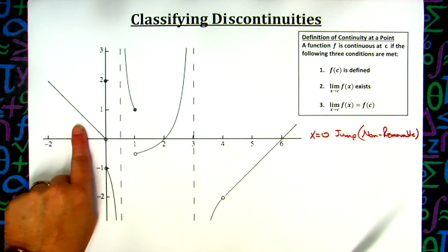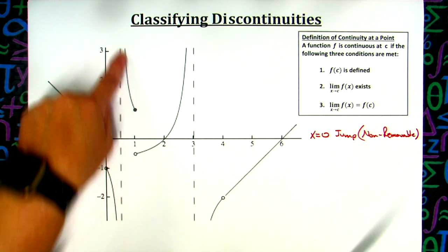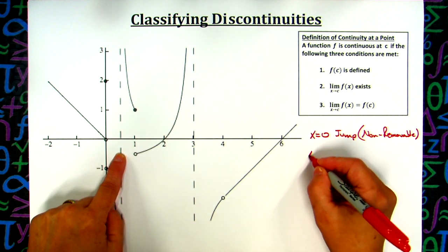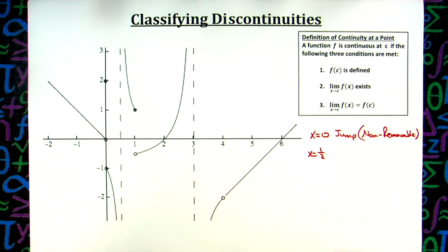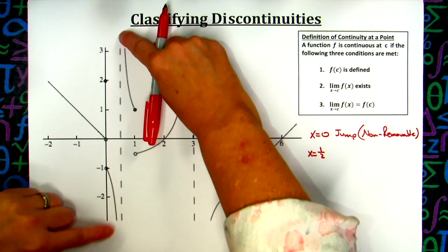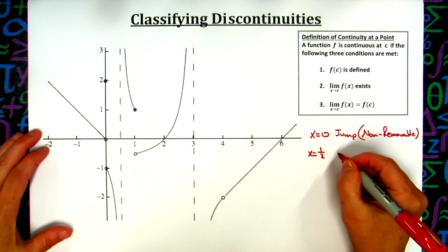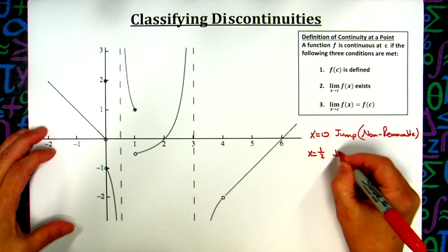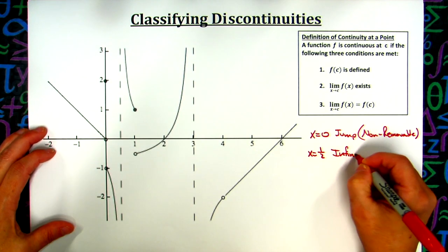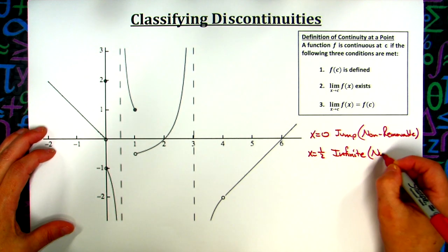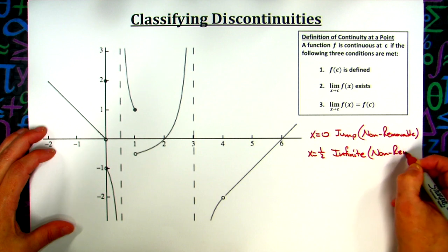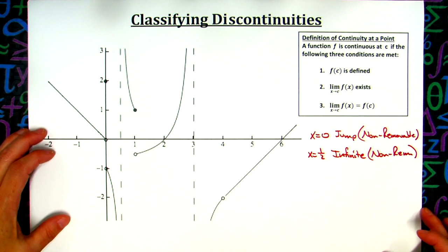Keep going. I see a vertical asymptote here at x equals 1/2. Since I see the vertical asymptote, I know it's an infinite discontinuity. Again, the limit doesn't exist. So infinite discontinuity. So we'll put infinite. When it's an infinite discontinuity, it is non-removable. I'm going to abbreviate that time since I'm out of room on my paper.